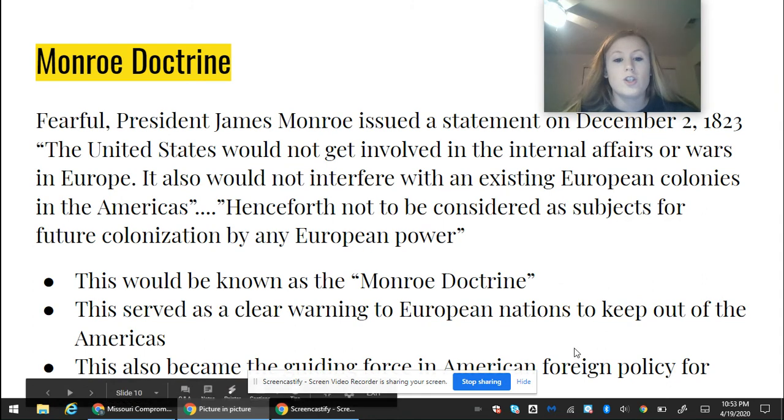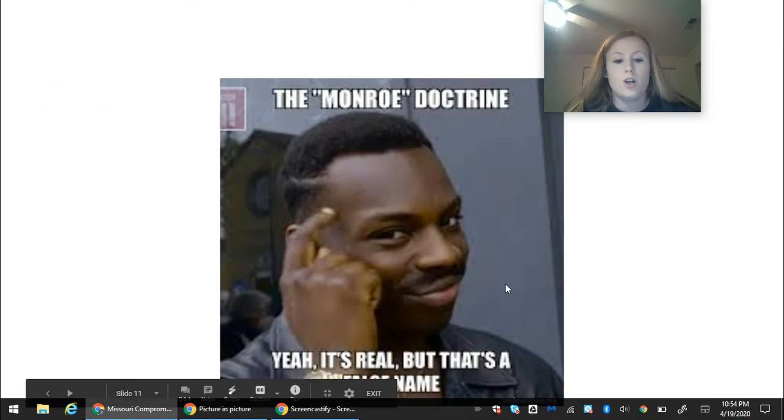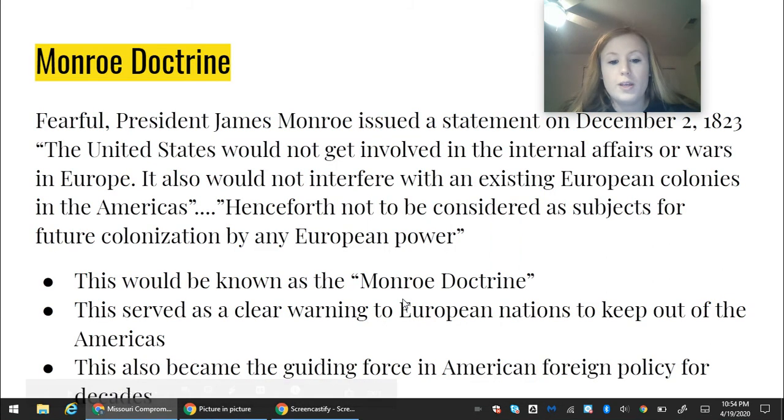Now, this served as a clear warning to European nations to keep out of America. This also became the guiding force in American foreign policy for decades. Okay, so meaning we are not going to go over to the European side and start war. We're not going to get involved in their internal conflicts. On the other hand, that means that the European forces are not going to come over to the American side and cause internal conflicts like Spanish wanted to do.